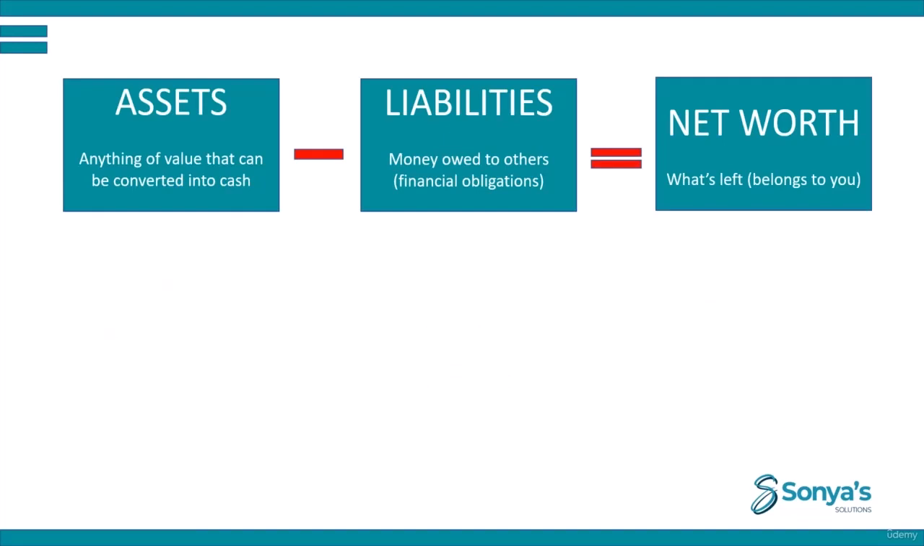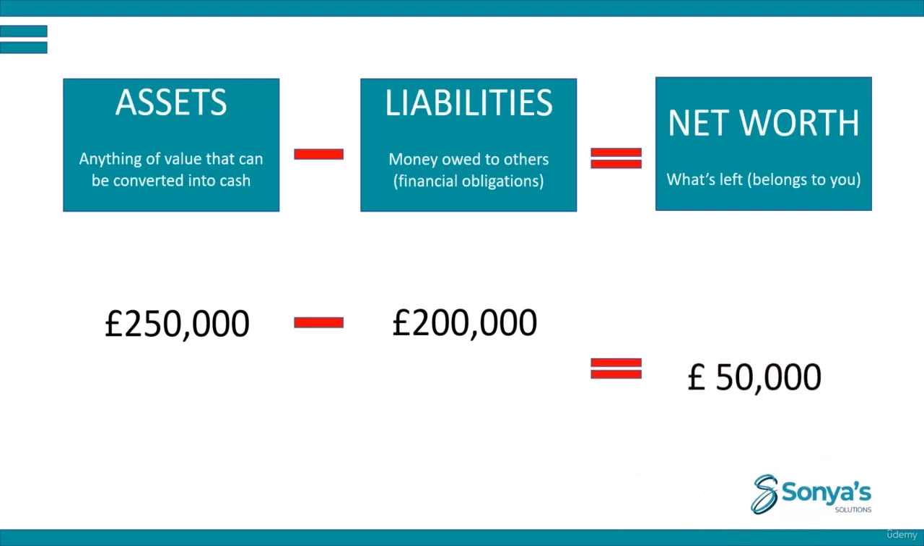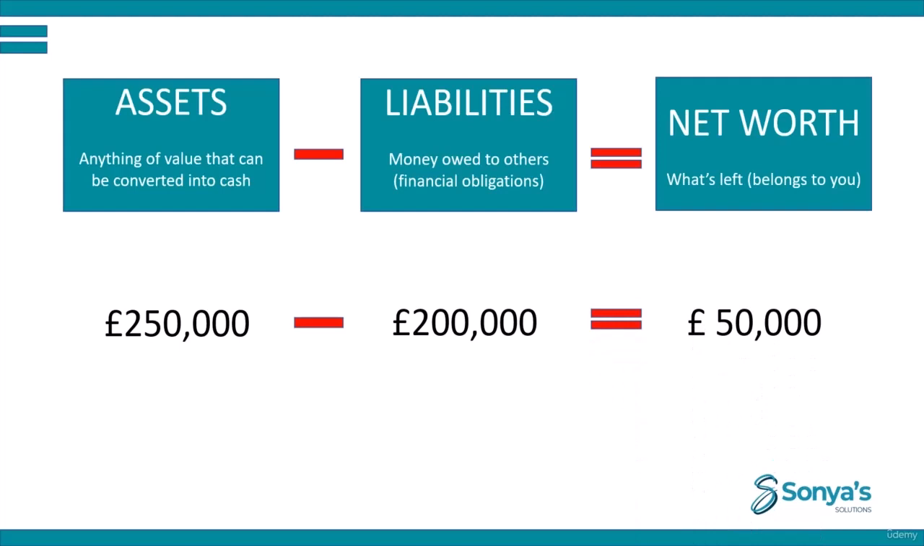For example, let's say the only thing you have of value is a house and its value is £250,000. The only debt you have is a mortgage on the house, and the amount still to be repaid is £200,000. Your net worth would be calculated as £50,000. This is the amount that would be returned to you should you sell the house.